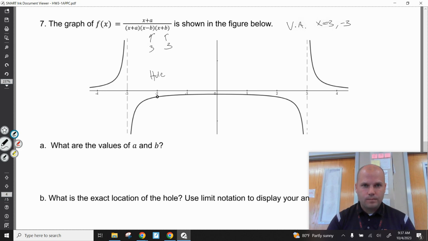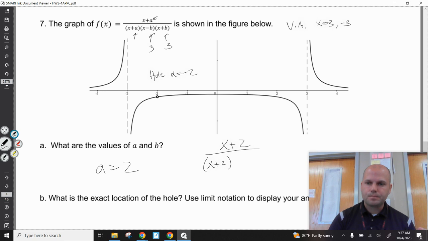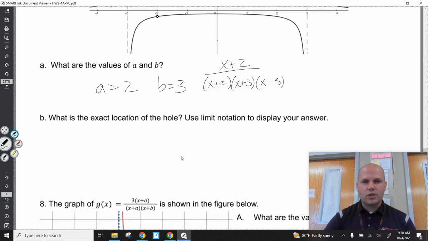What else do I notice? I have a hole at x equals negative 2. Well, that means x plus 2 must be A. A has to be 2 so that I have x plus 2 over x plus 2, giving me a 0 over 0. And then I have in the denominator x plus 3, x minus 3, whatever order. Okay, so A is 2, B's got to be 3. What is the location of the hole?